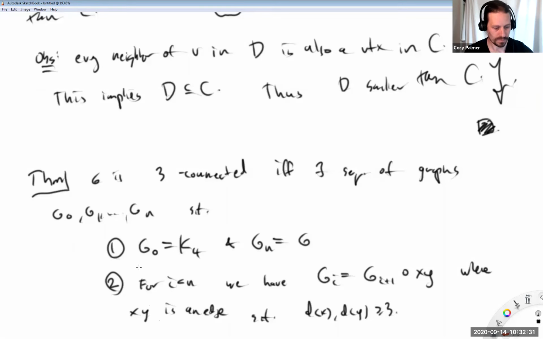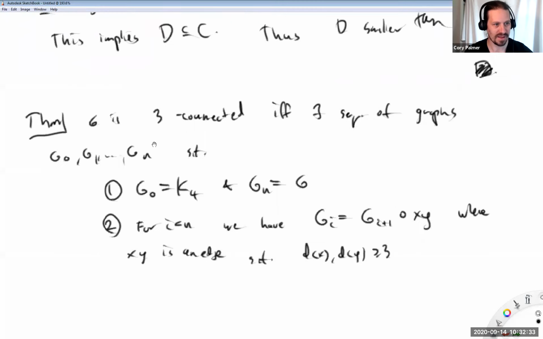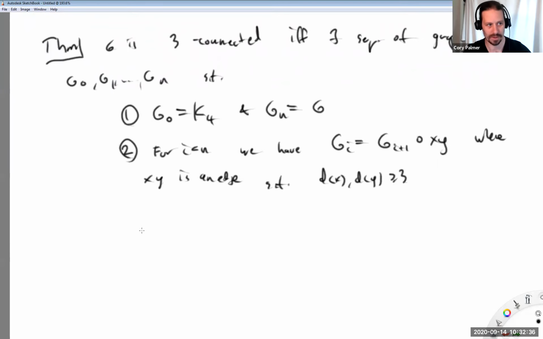Okay. This one's a little hard to unpack, so I'll run an example here. What this says is that there are two directions to it. It says if you're 3-connected, you can start with G, find an edge whose two end vertices have degree 3, contract it, and then repeat the procedure until you eventually reach K4. If it's 3-connected, you can do that. That will actually be easy to find.